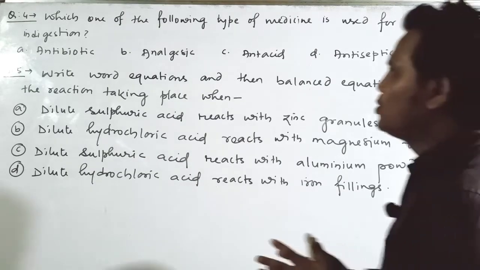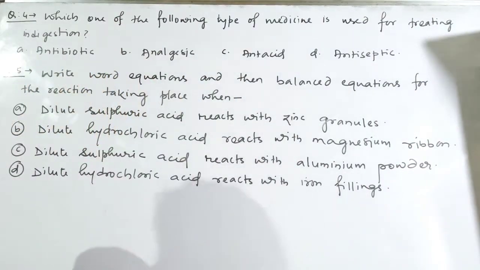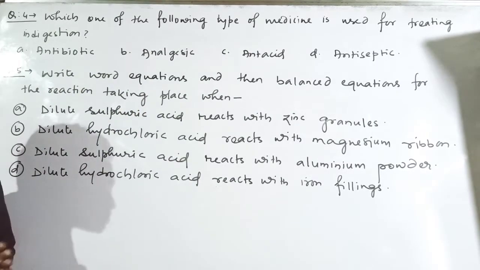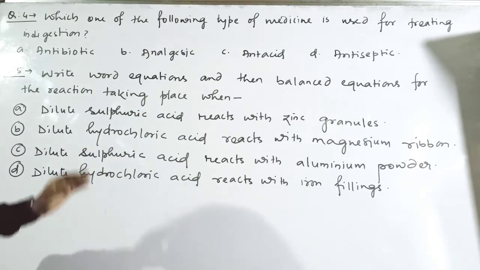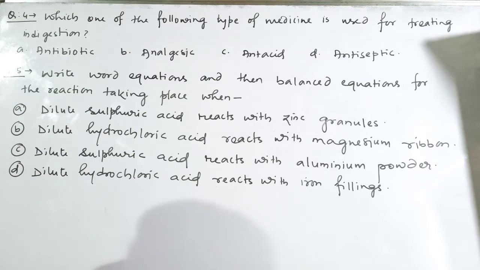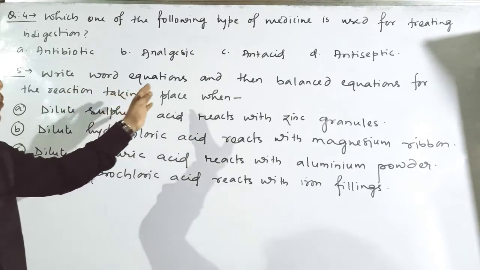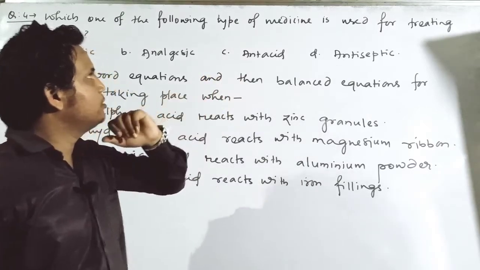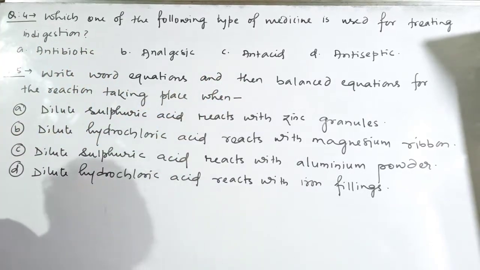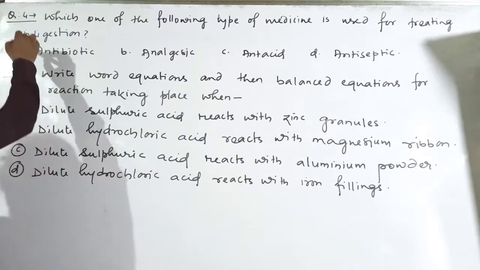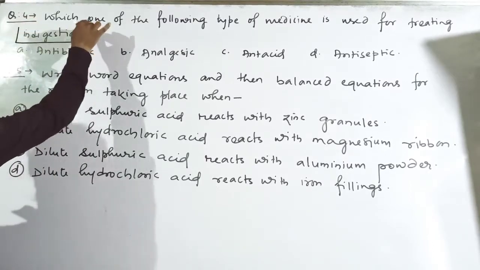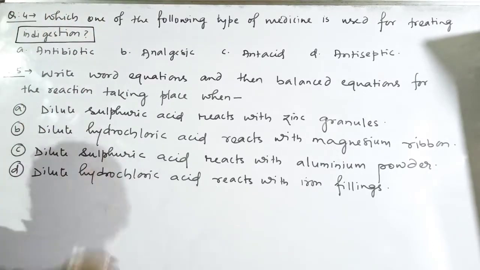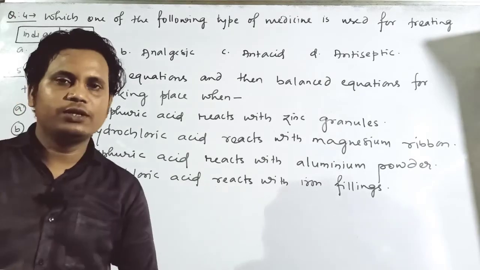So next, question number 4. Three questions we have already discussed were multiple choice. The fourth one is also multiple choice. The question is: which one of the following types of medicine is used for treating indigestion? In this question we have asked about indigestion. What type of medicine will we use?